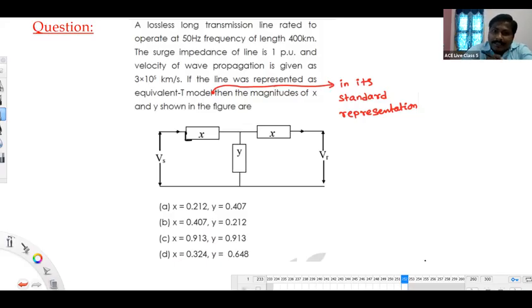If the line is represented as an equivalent T model in its standard representation, meaning the series element is in the form of impedance and the shunt element is in the form of admittance, then what are the magnitudes of X and Y shown in the figure? Simple question.